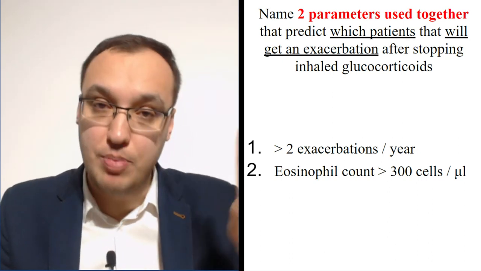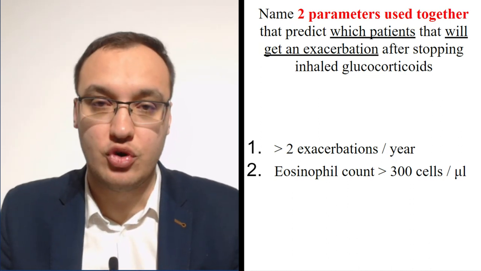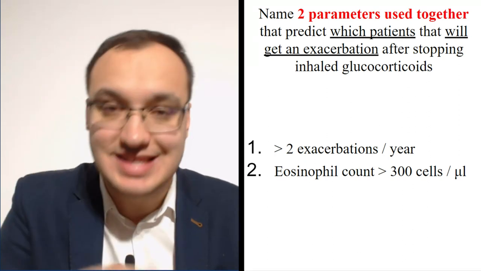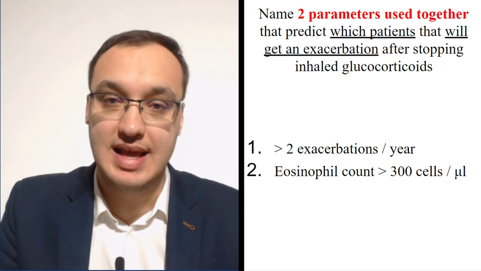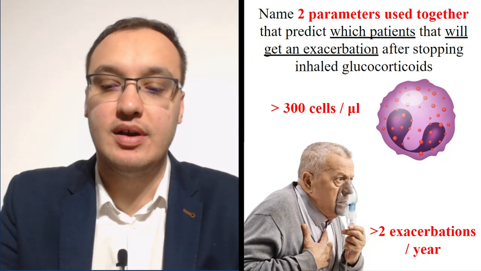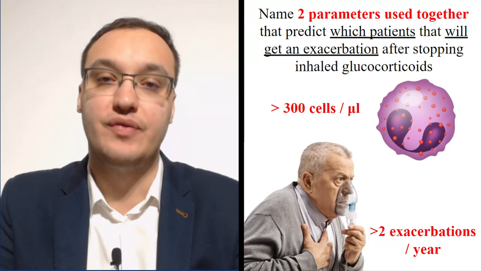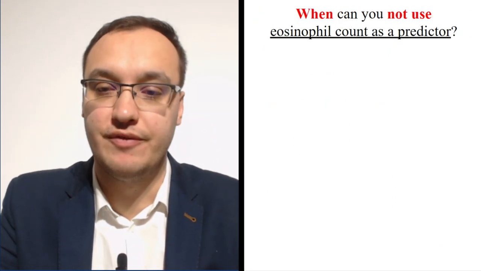Therefore, I said in the group A patient, only reduce glucocorticoids when the eosinophil count is less than 100. Less than 100. Okay, so more than 300 cells and more than 2 exacerbations per year is a really high indicator of getting another exacerbation in the future.